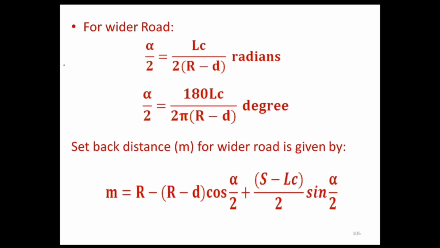For a wider road, alpha by 2 equals LC upon 2 (R minus D) in radians, and alpha by 2 equals 180 into LC upon 2 pi (R minus D) in degrees. So the setback distance in meters for a wide road is given by M equals R minus (R minus D) cos alpha by 2 plus (S minus LC upon 2) into sin alpha by 2.